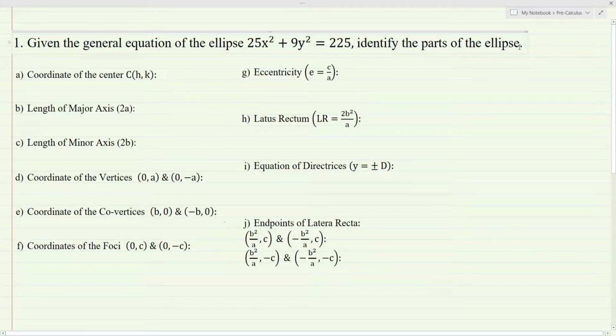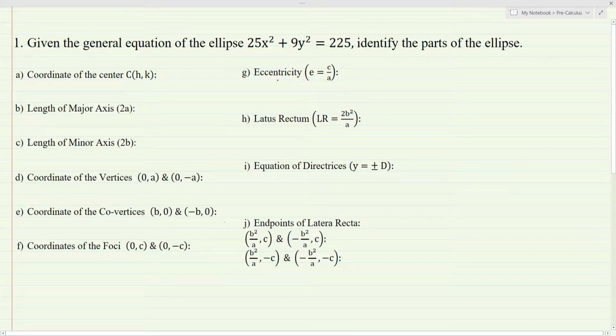Hi guys, so today we are going to be solving the parts of the ellipse given its general equation. Now in this video, we will be solving the parts of the ellipse whose center is at the origin, followed by an ellipse whose center is at point (h, k). Also, I will solve the parts of the ellipse whose major axis is horizontal and vertical. So all in all, we will be solving four problems regarding the parts of the ellipse. Let's start with the first problem.